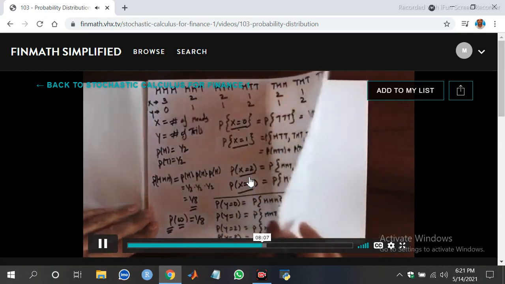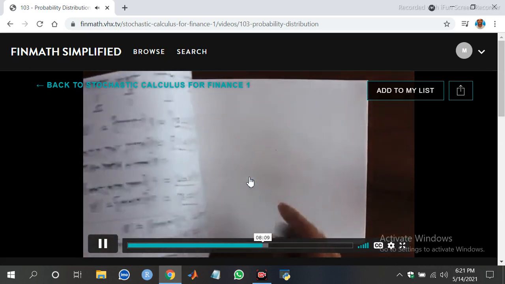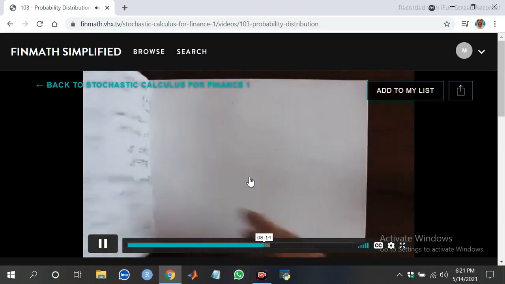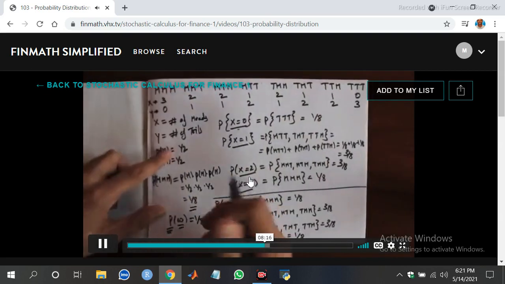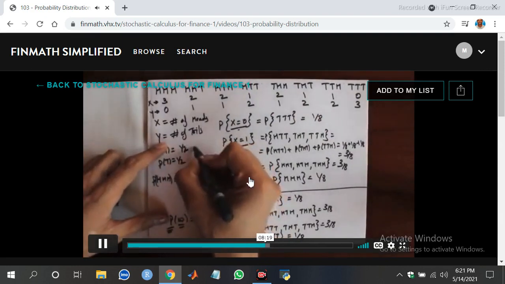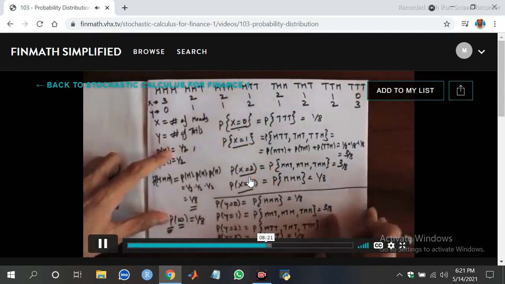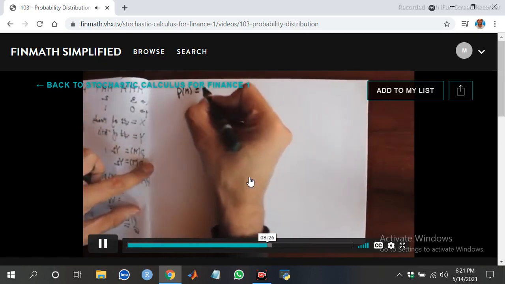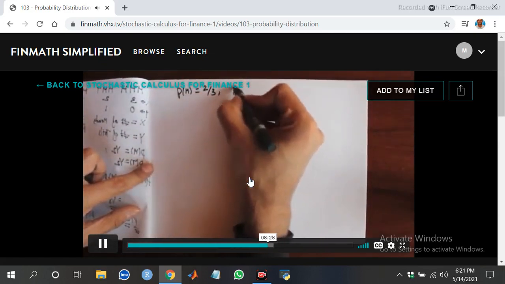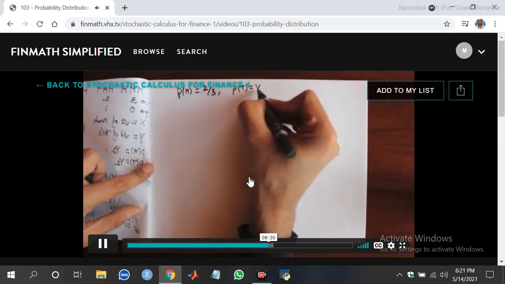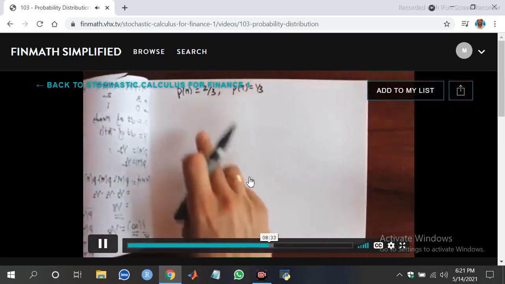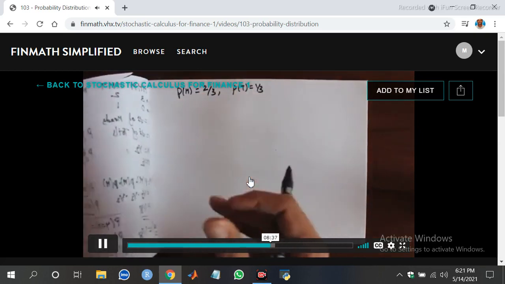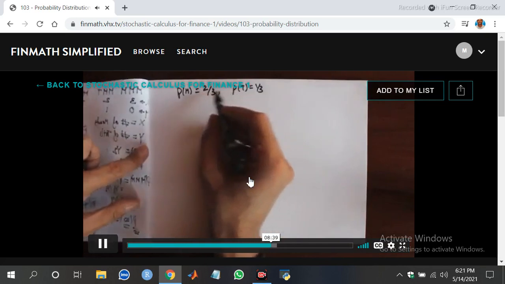Now, what we could do is change the probability measure. We could say, okay, we have another probability measure. Now, instead of having it 1 by 2, we could say the probability of getting a head is 2 by 3, and the probability of getting a tail is 1 by 3. Now let's see what happens to the distribution of the random variables in this particular case.